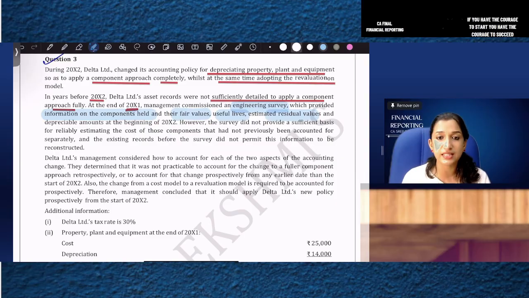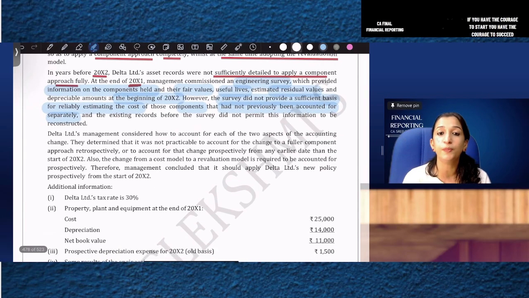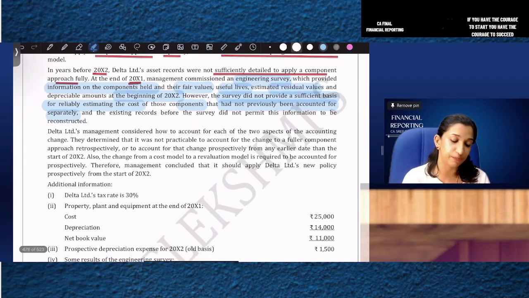As per Ind AS 16, you need to follow the component approach. And if you are following the component approach, a significant component of a PPE having a significantly different useful life from the main asset has to be depreciated separately. So you have made the arrangements to do component accounting in 2012. However, the survey did not provide a sufficient basis for reliably estimating the cost of those components that had not previously been accounted separately, and the existing records before the survey did not permit the information to be reconstructed.